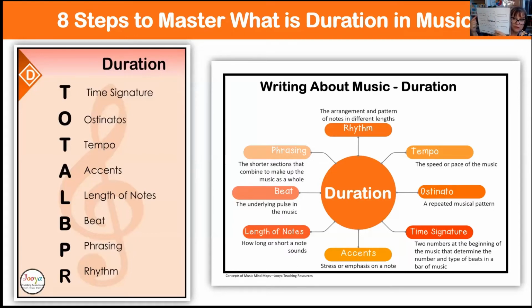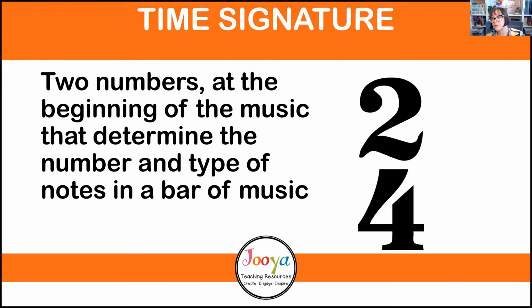What's time signature, ostinato, tempo, accent, length of notes, and go all the way around, and then put those in those little bubbles, and then get them to do the definitions around the outside. Perfect way to get them to learn what time duration is all about, and the things to focus on when you're looking at duration or listening for duration or composing for duration.